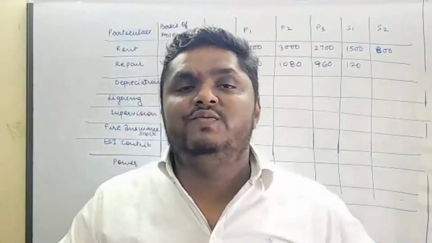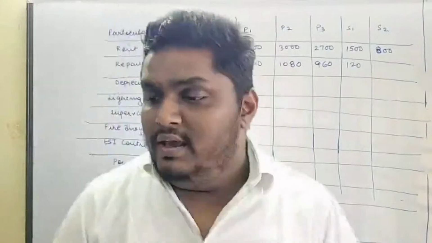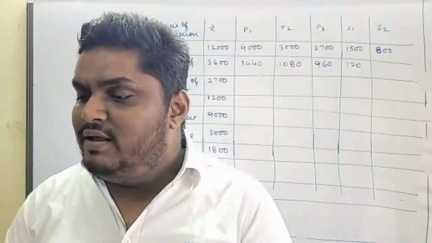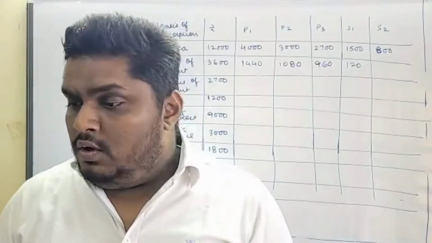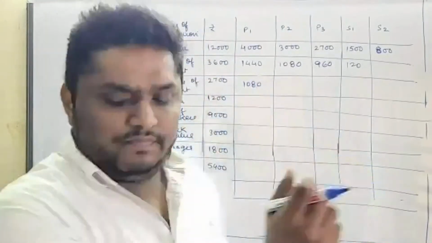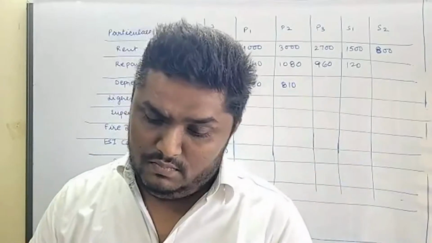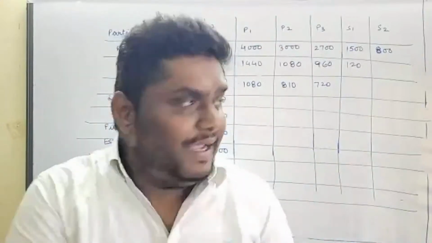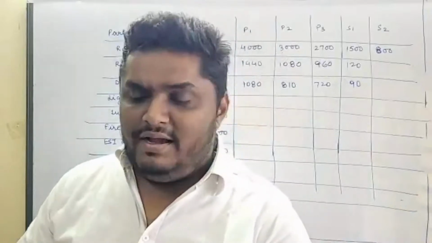The major point is that you have to identify the basis of apportionment. So once the base is identified, you can easily distribute it. Here in the third part also I am discussing, let's say depreciation is given, that is 2,700. Again, it is distributed on the basis of value of plant. So the value of depreciation will be 1080. This will be 810. This will be 720. And this will be 90. So guys, once the basis of apportionment is identified, you can easily distribute the overheads.